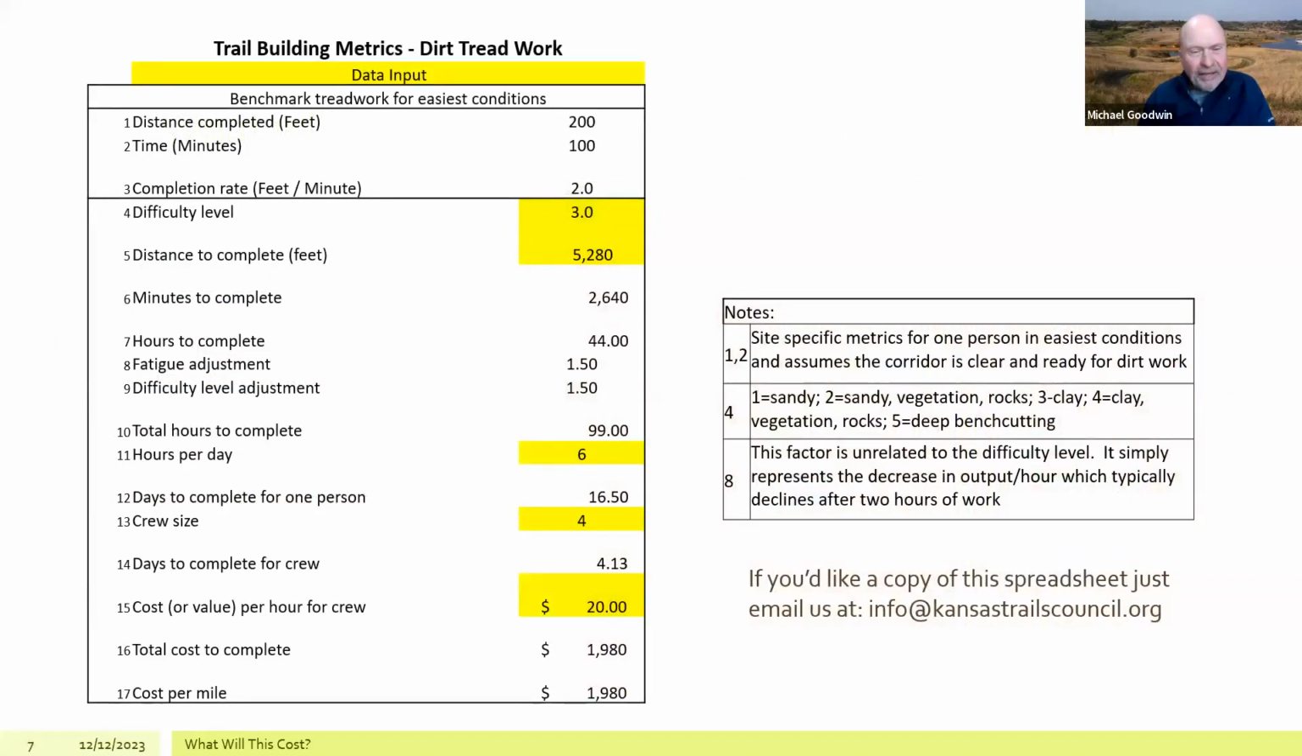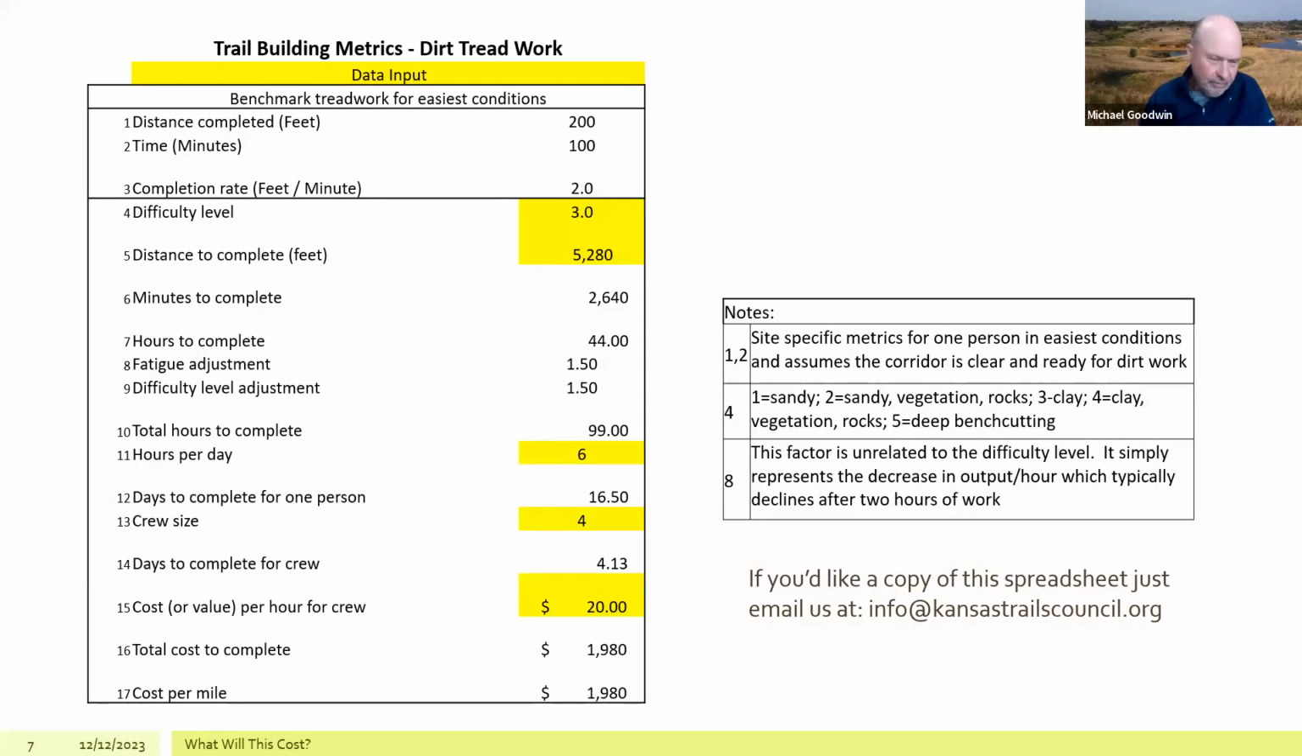So I think the first question a lot of people ask us is, okay, how long is it going to take me to build this trail, this natural surface trail? So we have a spreadsheet, and you can obtain this. I'll be happy to email this to you if you would like. The email address there, info@kansastrailscouncil.org. This is just a way to get a handle on the length of time it might take.